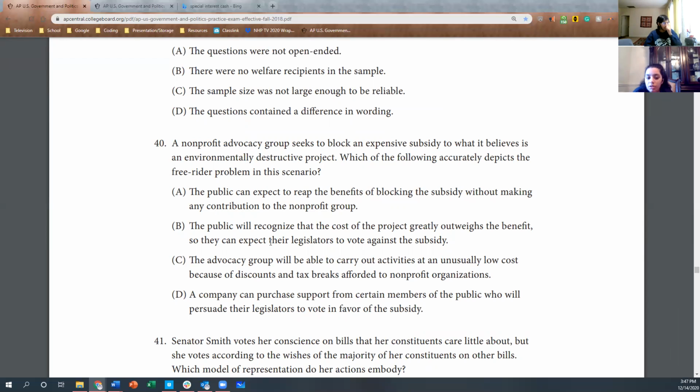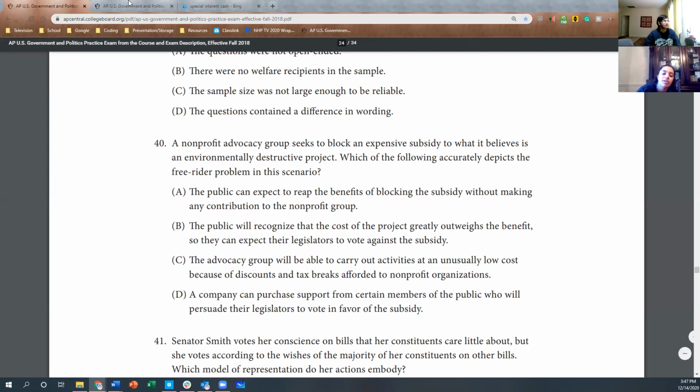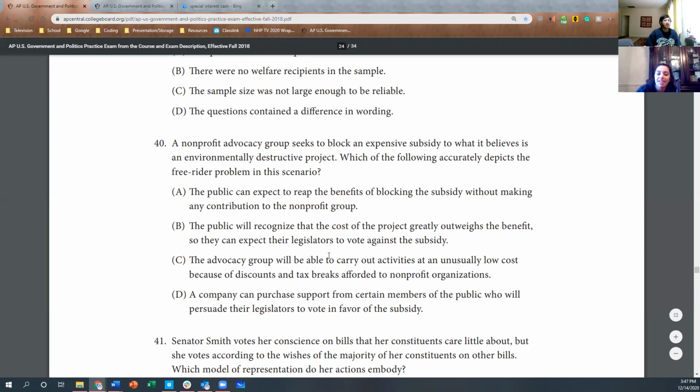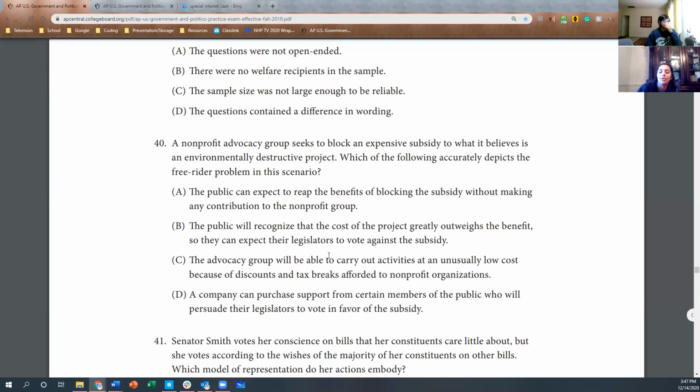Not B. Will be able to carry out activities at a low cost. Accompanying member support. A. Yeah, I think it's A. Yeah, because they would be. I don't know. That's just weird to me. Like the public can expect to reap the benefits of blocking. I don't know. It's just weird.